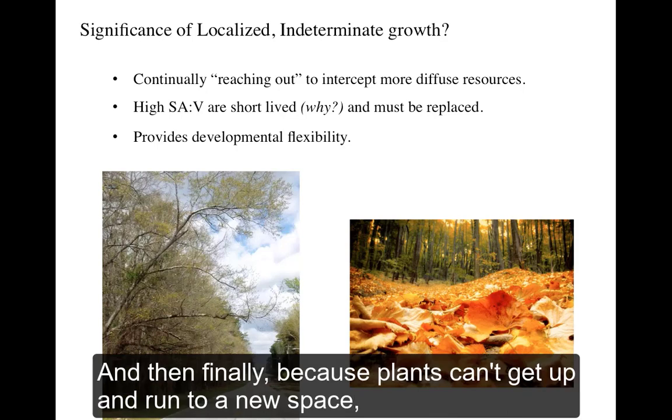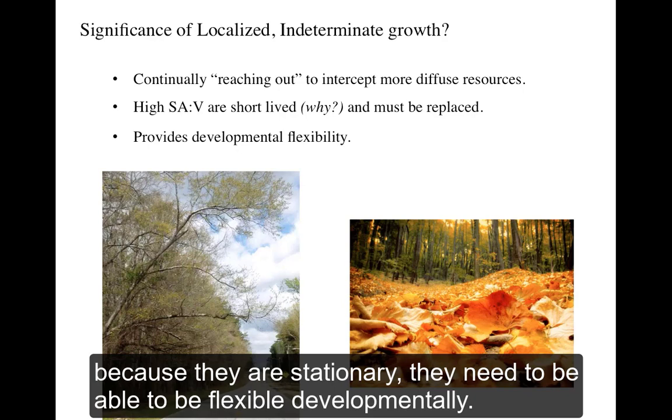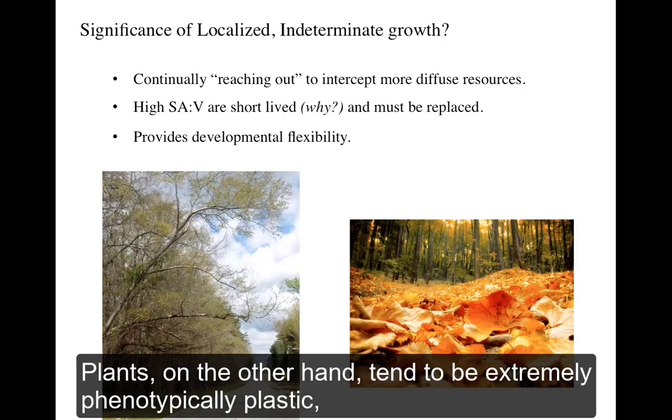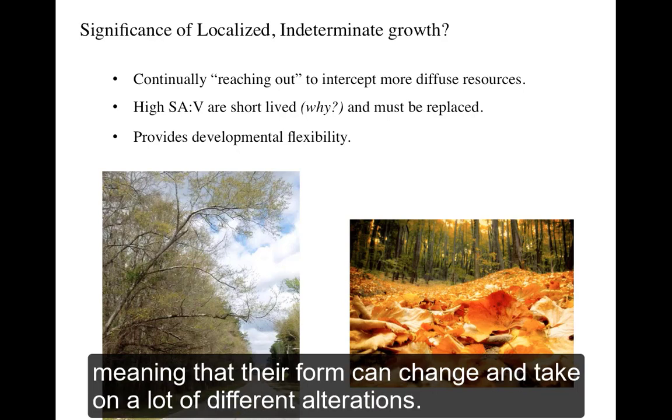And then finally, because plants can't get up and run to a new space, because they are stationary, they need to be able to be flexible developmentally. Animals tend to have a fairly defined form that they grow towards. Plants, on the other hand, tend to be extremely phenotypically plastic, meaning that their form can change and take on a lot of different alterations.